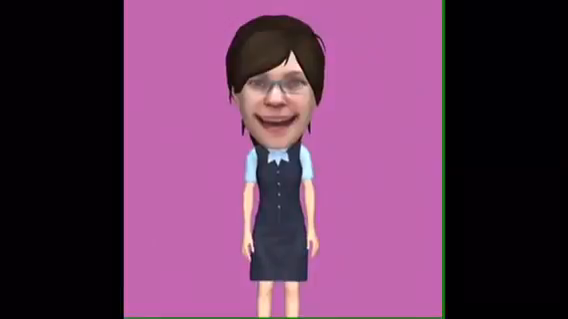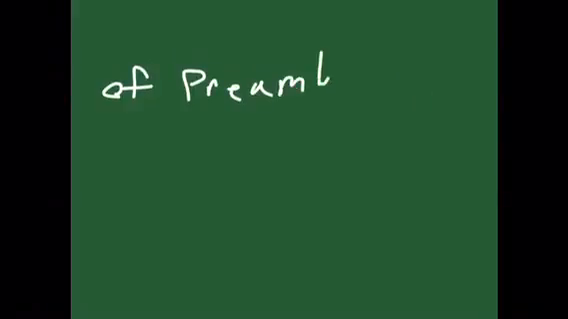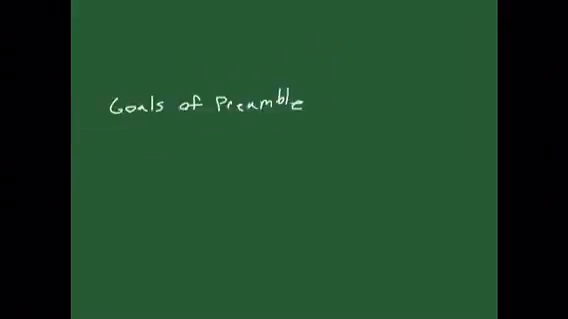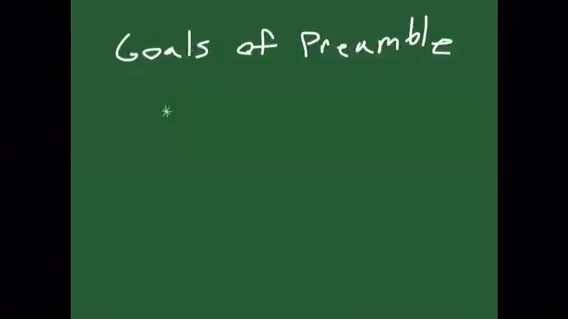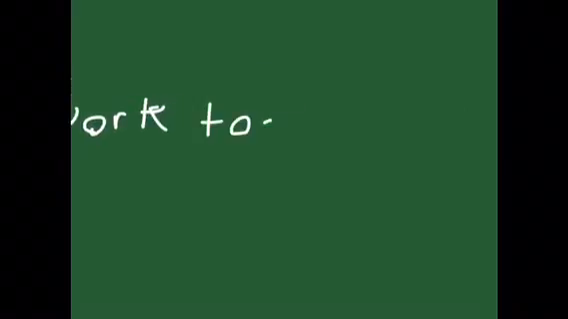We're here to talk about the Constitution. Bring it, chalkboard! One of the main building blocks for the Constitution was the preamble. Goals of the preamble. States work together. Because if we didn't work together now, we could break out in another civil war.